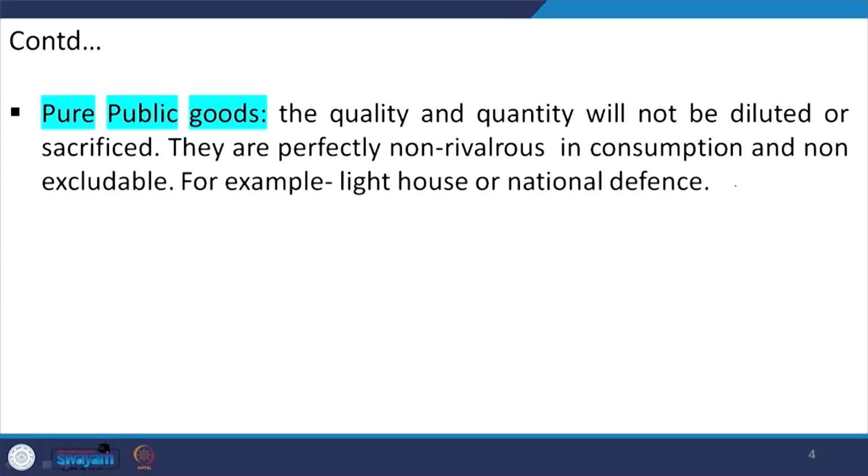So, what is pure public good? That means it strictly qualifies these two qualities. That means the quality and quantity will not be diluted or sacrificed. So, they are perfectly non-rivalrous in consumption and non-excludable. We have already taken the case of the lighthouse, explaining how it qualifies both qualities strictly.